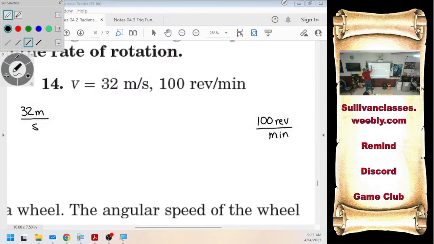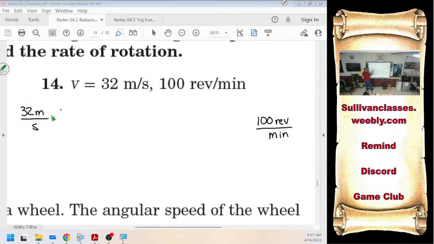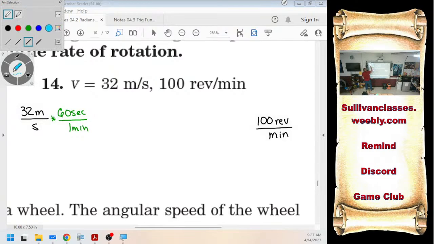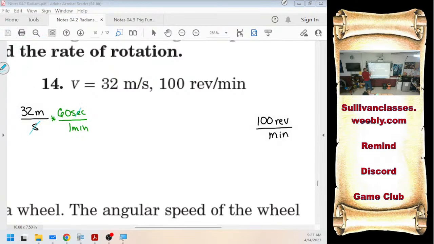So I'll start over here and say there's 60 seconds to 1 minute. Okay, cool. I'm now in minutes and minutes. Fun part about that is I can now completely ignore my denominator. Now, I'm still going to use it to get my other units out, but I'm in minutes on both sides. We're good. I'm in meters per minute and revolutions per minute.